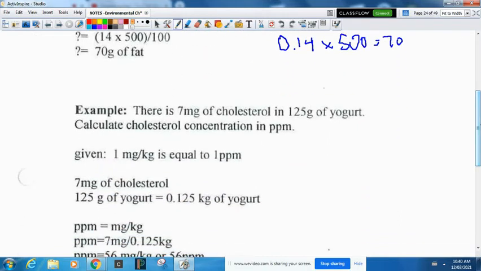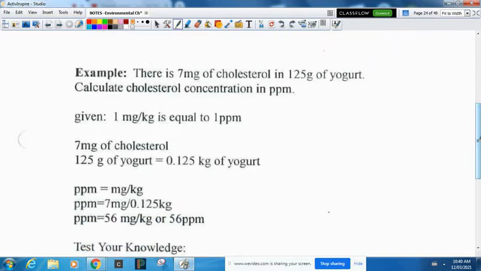And then here we go. Here's the parts per million. There's 7 milligrams in 125 grams. So remember, this could be milligrams per kilogram or milligrams per liter. In this case, we're going to go milligrams divided by kilograms. So here we see milligrams divided by kilograms. There's 7 milligrams in 0.125 kilograms. So divide it, and that gives you an answer of 56 parts per million.